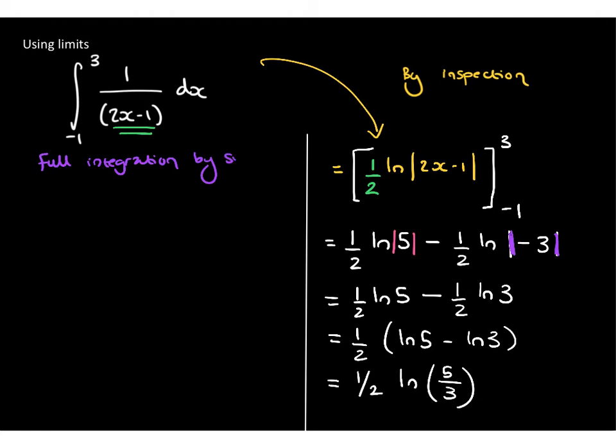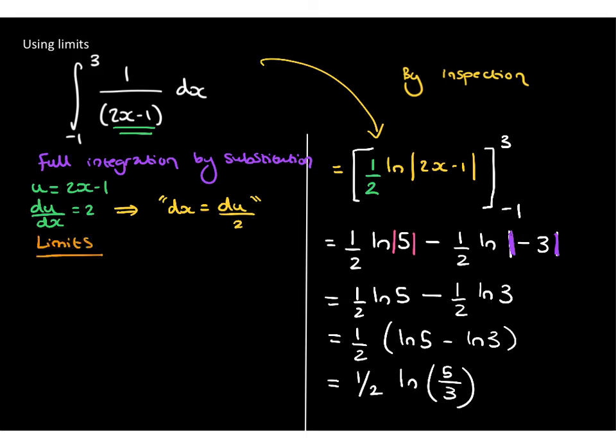So if we use the full integration by substitution, we then need to make sure we work very carefully with our limits in this. So I'm going to start by setting u equal to 2x minus 1. du by dx is equal to 2, and this then gives me this sort of faux rearrangement that we keep seeing. Now I must make sure I change my limits because they're currently in terms of x and I want to work in terms of u.